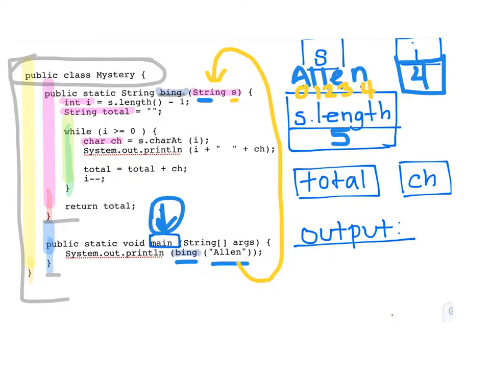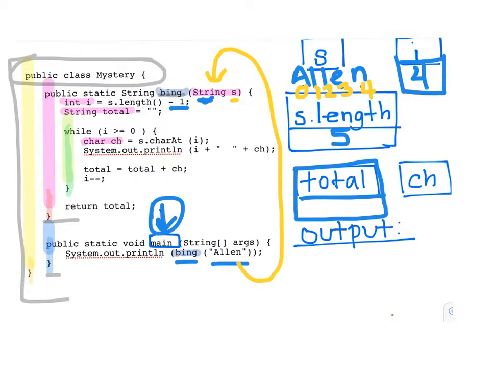Okay, so we've done that line of code. Now we're on to this line of code. I'm going to put a check here because we did that one. We have a new string variable called total, so I put it over here. The total is just being populated right now with blank. So they declared the variable, and they gave it a blank.